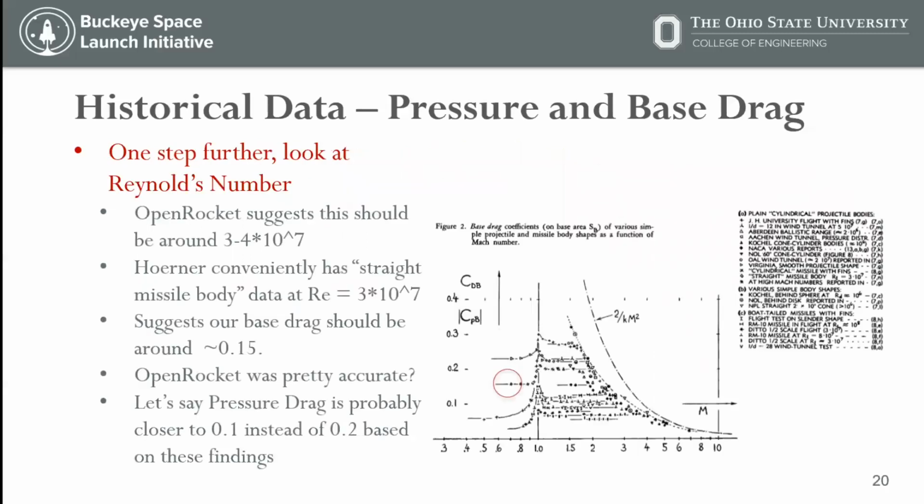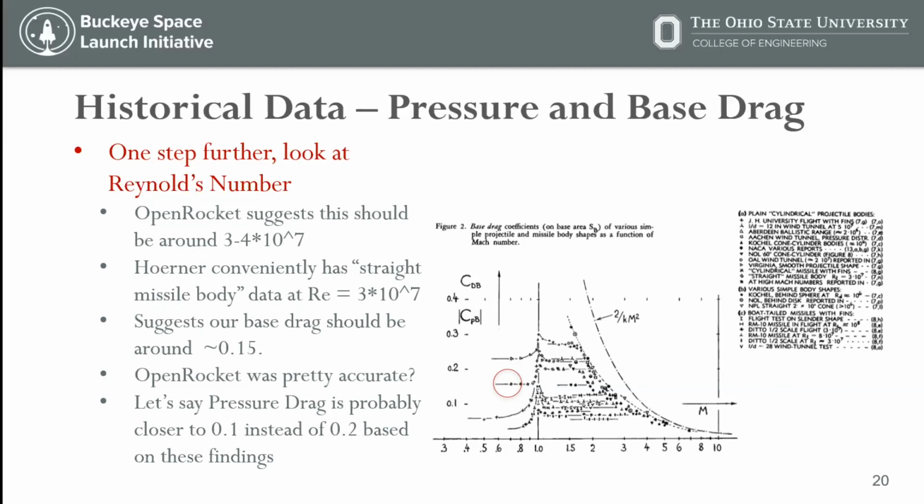And then one step further, we can look at the Reynolds number of our flow. Taking the Reynolds number that OpenRocket suggests based on the weather conditions of the actual test flight day, the geometry of the vehicle, and how fast we were expecting to go, it suggests that we should be around 30 to 40 million. Conveniently, Horner has a historical data set that talks about, quote, straight missile bodies, which is exactly what we have for the NASA rocket, at a Reynolds number of around 30 million. And this chart suggests that our base drag should be around 0.15.